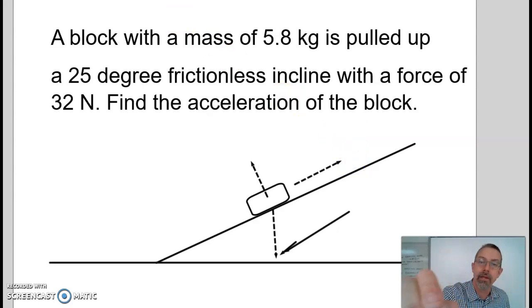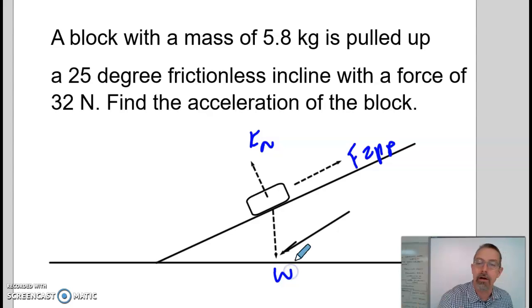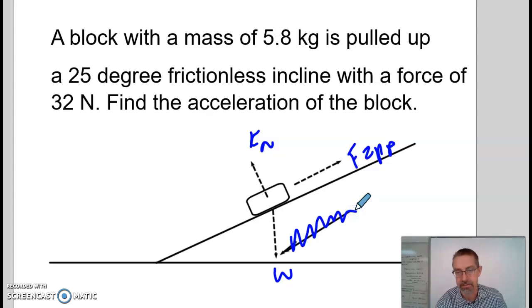Oops, I need a pen for that. That's going to be our applied force. This is going to be our normal force. And this is going to be our weight. On our free body diagram, that is all we would draw. We would not include that, even though we know it exists, as a component of the force. We're going to have to figure this out.